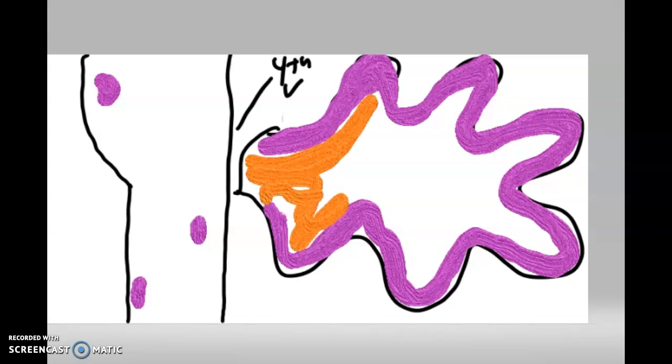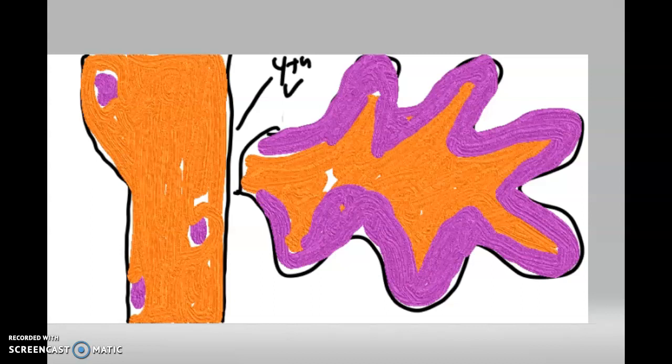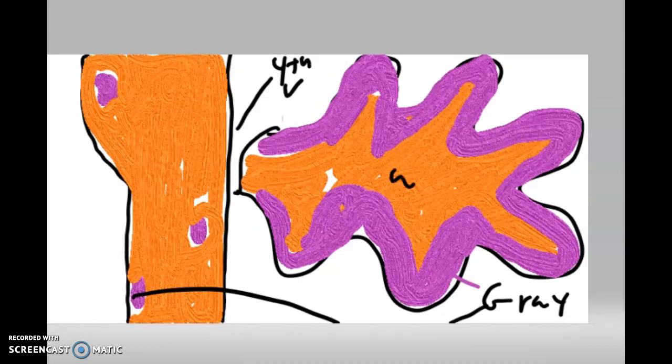And I will now pause this because it's going to take me 20 minutes to fill this all in. Back, I recommend doing the gray matter first, then coloring the white matter on top. Then we have gray matter. We have white matter.